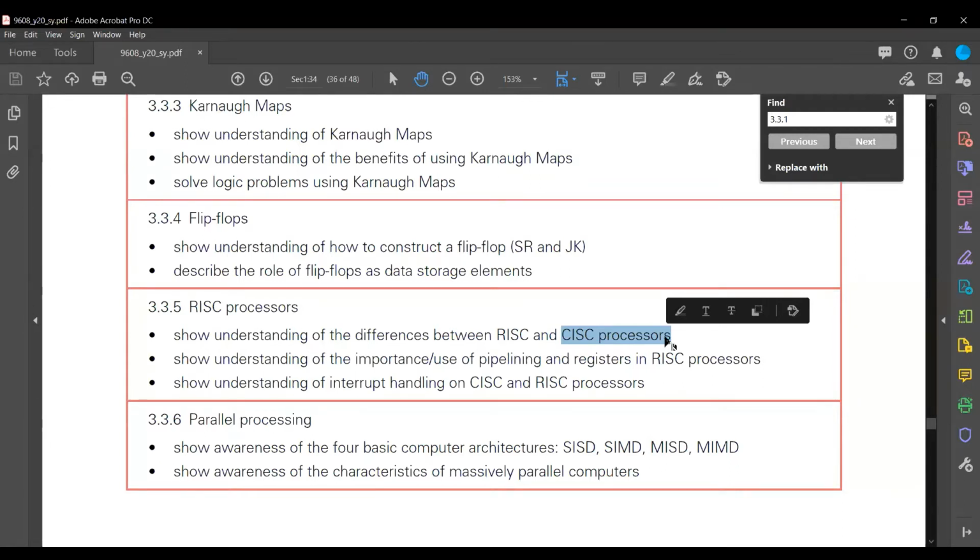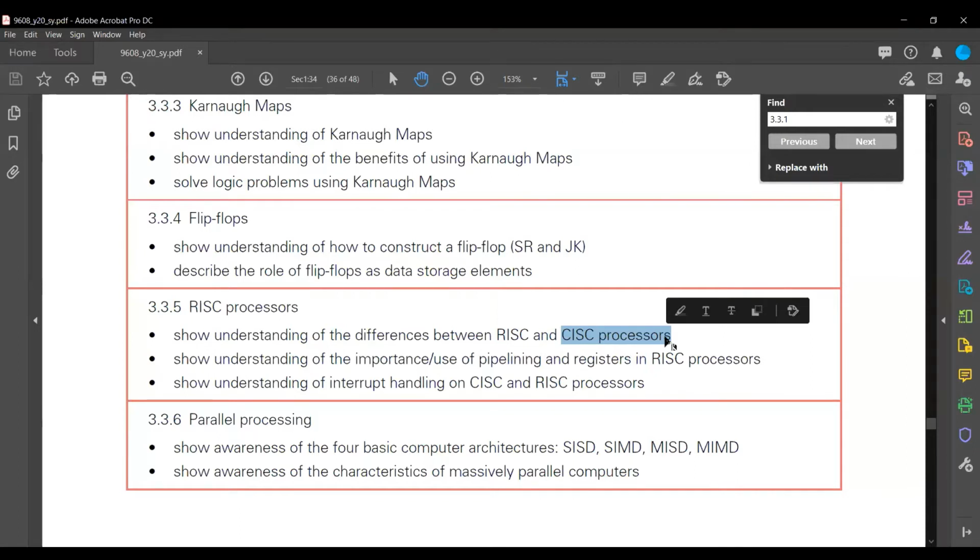CISC, complex instruction set computer, processor architecture makes use of more internal instruction formats than RISC. The design philosophy is to carry out a given task with as few lines of assembly code as possible. Processor hardware must therefore be capable of handling more complex assembly code instructions.